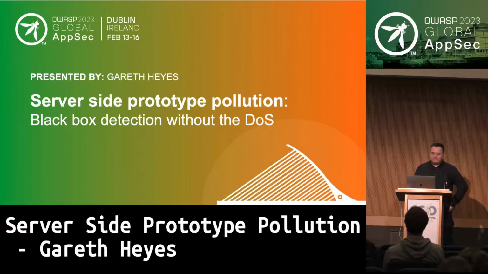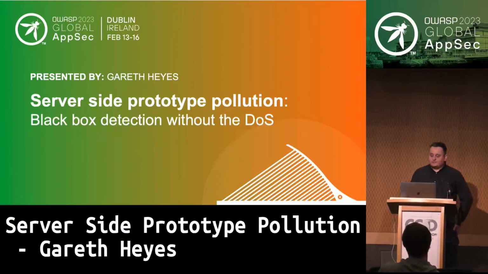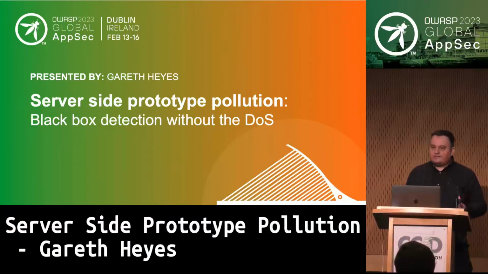Detecting server-side prototype pollution legitimately is quite difficult because it often involves changing the state of the object prototypes on the server, and that can almost certainly lead to denial of service. I've created multiple techniques that will allow you to detect SSPP without bringing the server to its knees and without needing the source code.